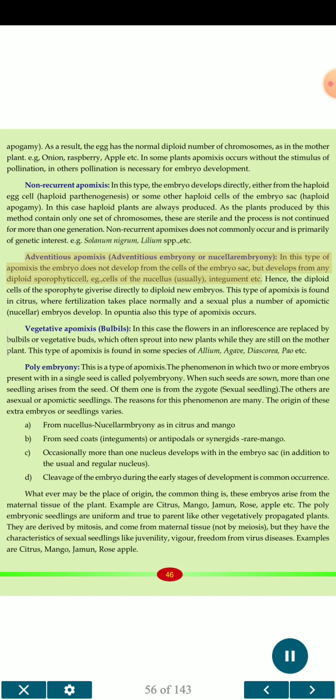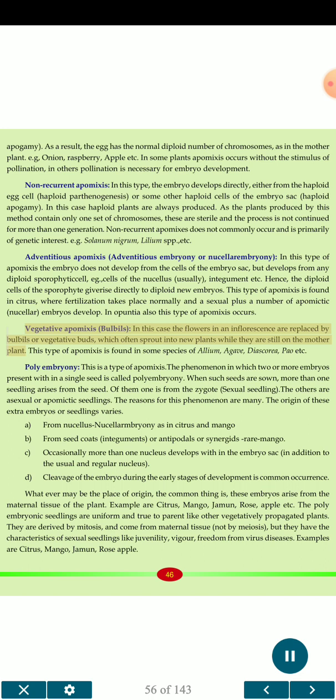Adventitious apomixis, adventitious embryony or nucellar embryony. In this type of apomixis the embryo does not develop from the cells of the embryo sac, but develops from any diploid sporophytic cell, e.g., cells of the nucellus, usually integument, etc. Hence, the diploid cells of the sporophyte give rise directly to diploid new embryos. This type of apomixis is found in citrus, where fertilization takes place normally in a sexual plus a number of apomictic nucellar embryos develop. In apple also this type of apomixis occurs.